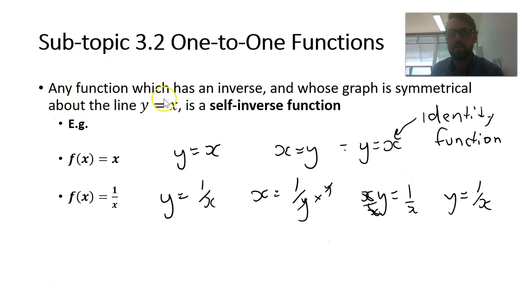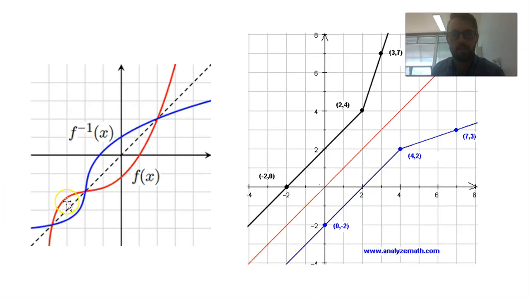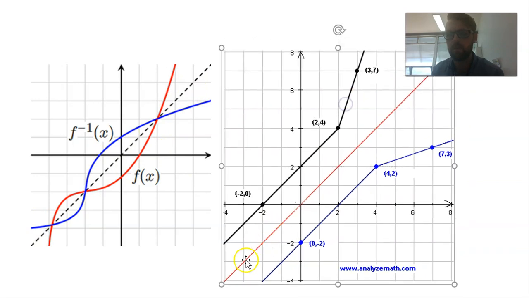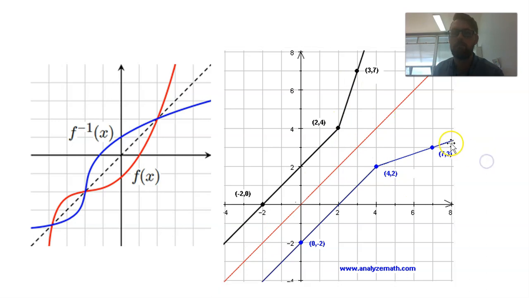Now, I said any function which has an inverse and whose graph is symmetrical about the line y equals x is a self-inverse function. So let's have a look at that. So if I draw my line y equals x, that's this line here, you can see what these inverses look like. All right, so this is a bit of an example. There's another one here, and these are both inverse because they do the same thing on either side.